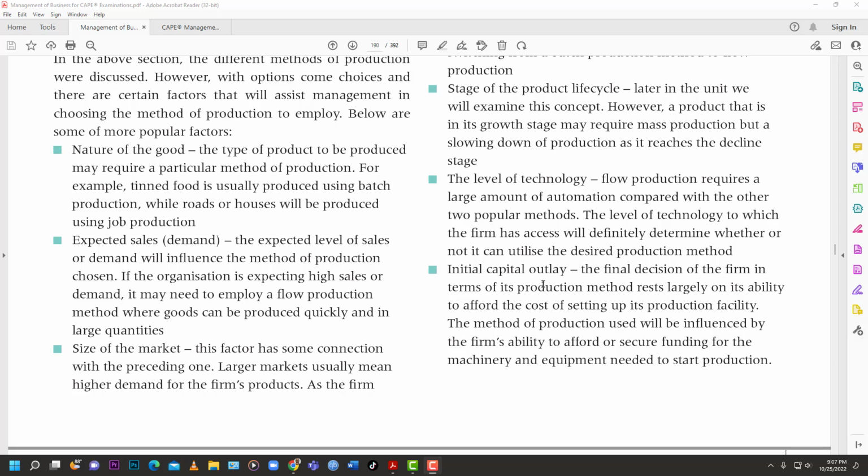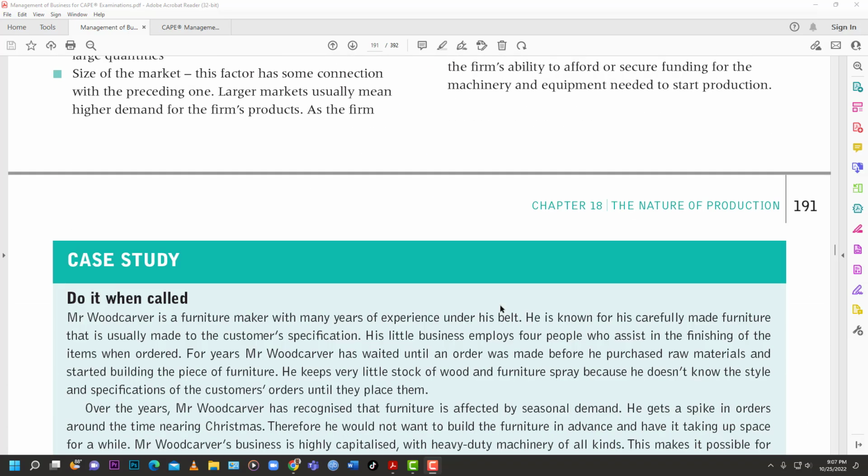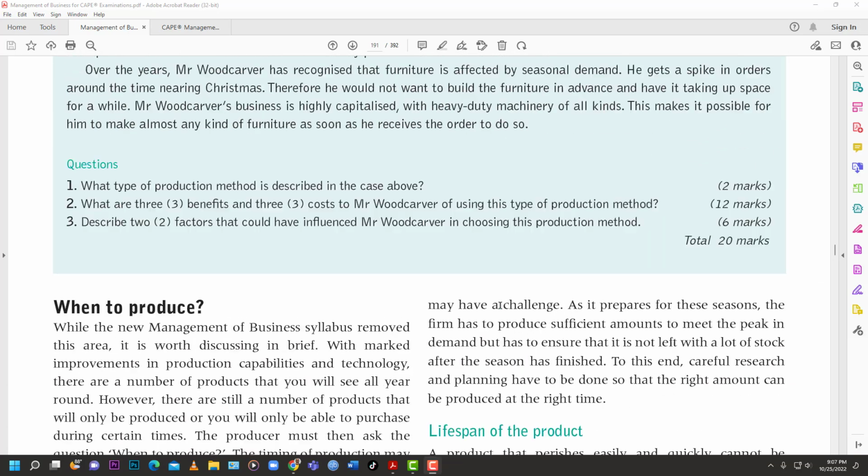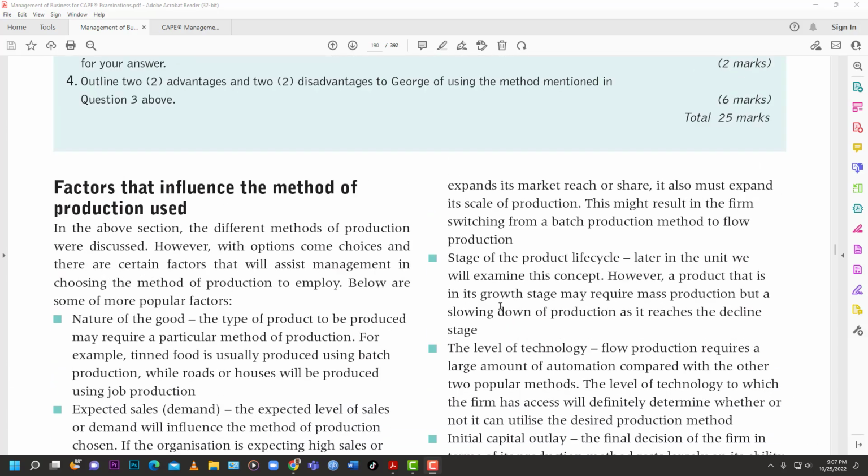Initial capital outlay, again, if it costs a lot to start out to begin with, you might go to a cheaper method of production. When you get the money, you might ramp up to a larger method of production, right? So you might start a little slow, a little batch, a little job or something, and then as the product gets more popular, as you grow, economies of scale, you might ramp up to some form of flow, whether it's continuous or mass or whatever, right? So that would determine that part. And so that's basically it for the factors that influence the method of production used.